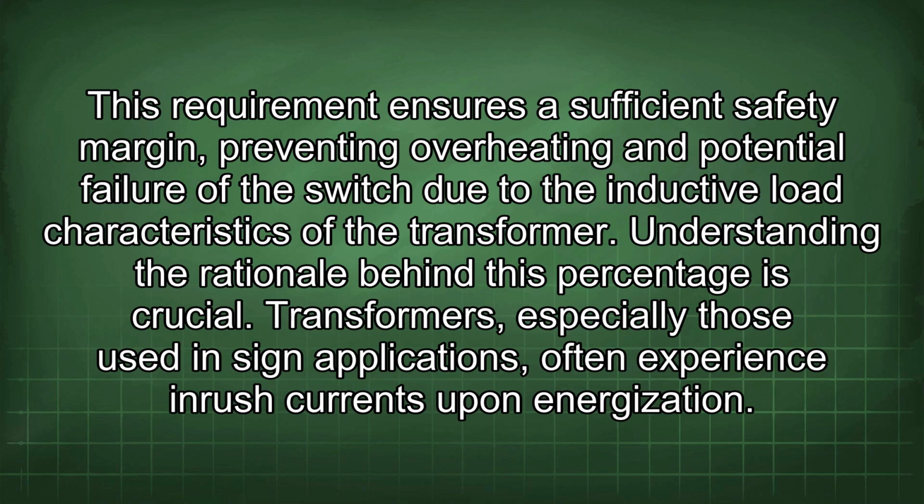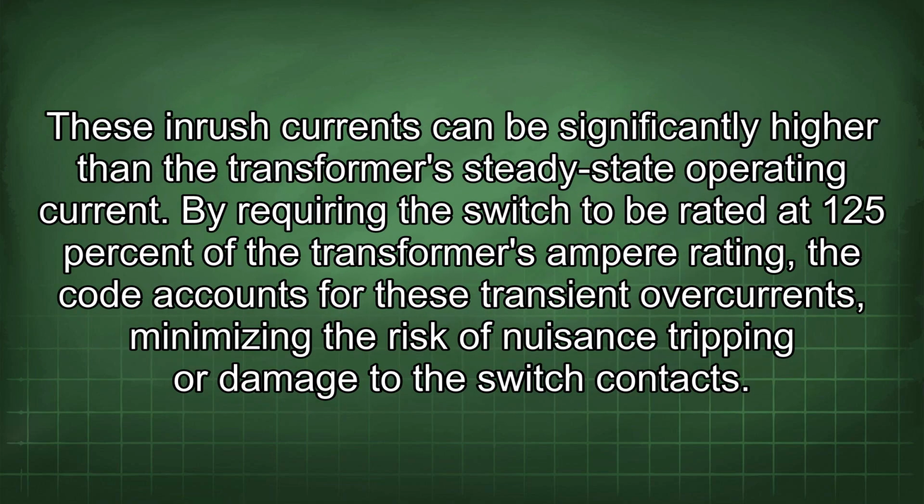Understanding the rationale behind this percentage is crucial. Transformers, especially those used in sign applications, often experience inrush currents upon energization. These inrush currents can be significantly higher than the transformer's steady-state operating current. By requiring the switch to be rated at 125% of the transformer's ampere rating, the code accounts for these transient overcurrents, minimizing the risk of nuisance tripping or damage to the switch contacts.